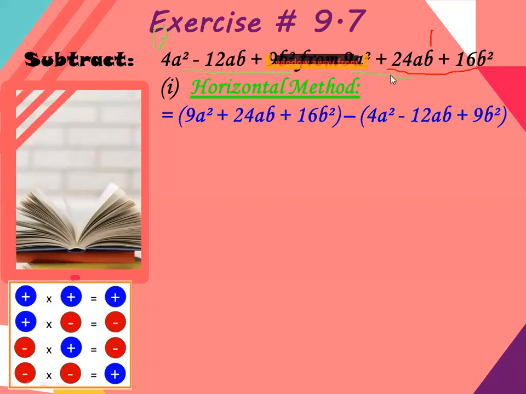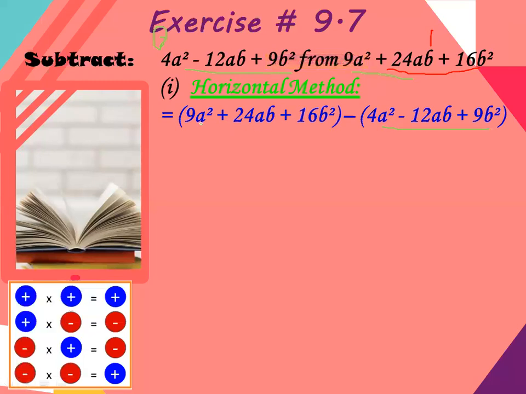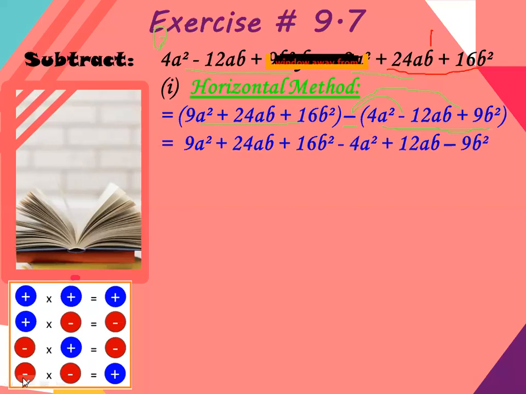The first expression is this one and it is inside the bracket, and your second expression is this one, and again it is inside the bracket, and both expressions are subtracted with this minus sign. Minus means you are going to multiply this minus sign with the signs inside the bracket. Means you are going to write down the additive inverse of your expression number 2, while your expression number 1 will remain the same. So you will write 9a squared plus 24ab plus 16b squared, then this minus sign, then 4a squared, then minus minus will be plus 12ab, and minus plus will be minus 9b squared. Means if you are going to subtract anything, you will change the sign of the subtrahend.